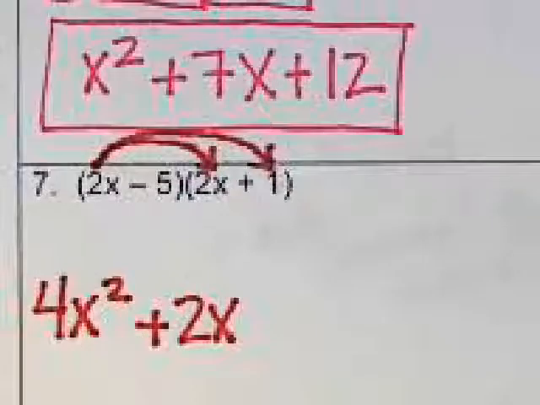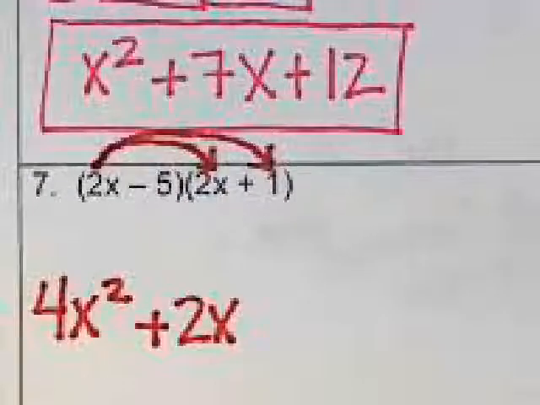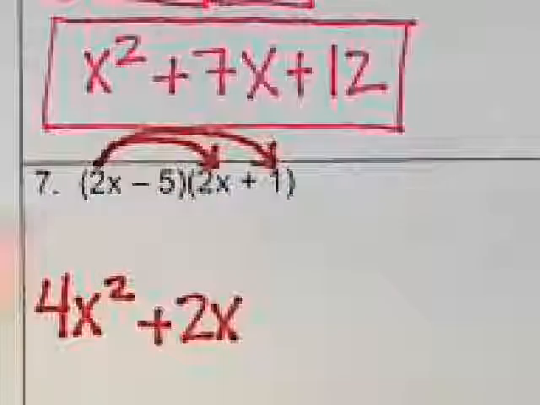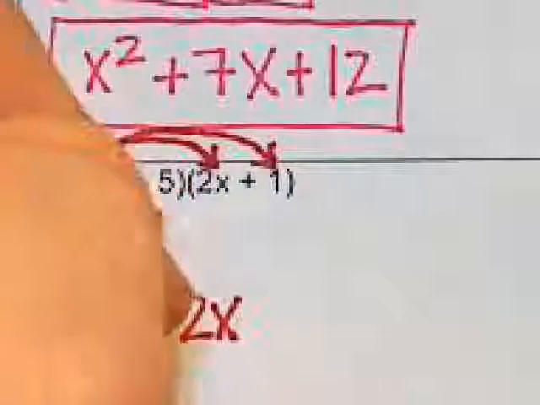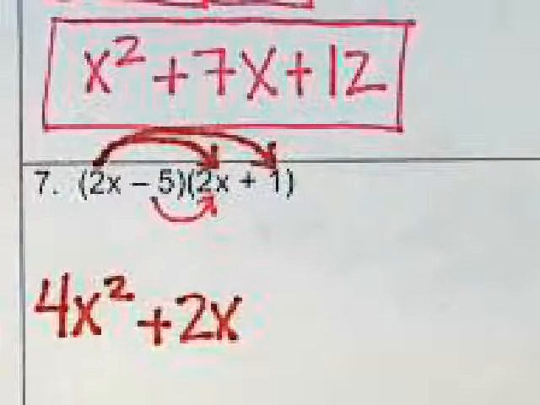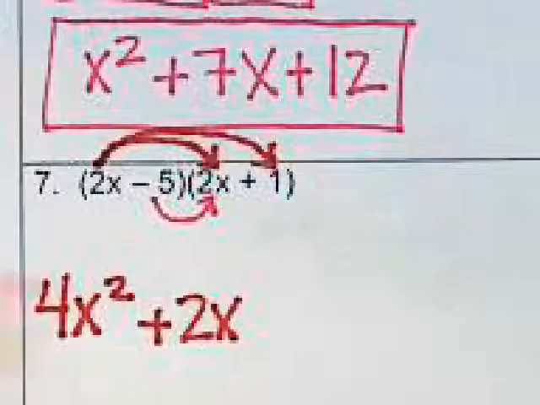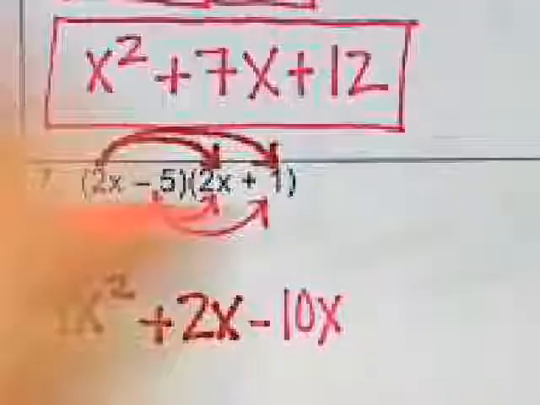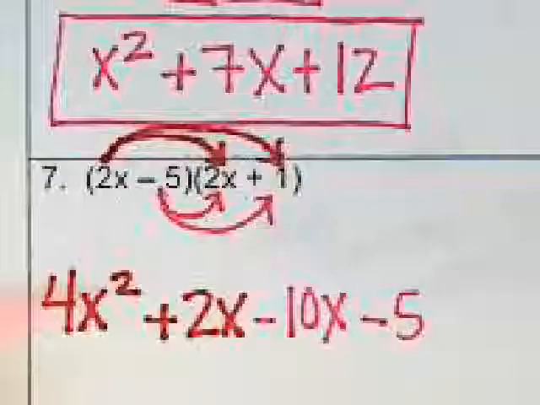Okay. I did over the top. Now I go underneath. Negative 5 times 2x, negative 10x. Negative 5 times 1, negative 5.